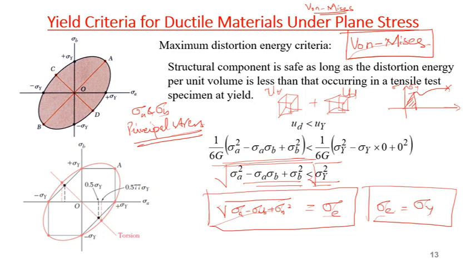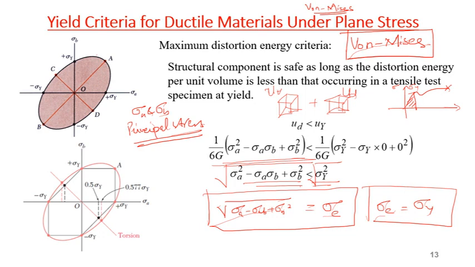Now, why is it famous or most popular? Because it can be defined mathematically very easily. The popularity is due to ease of use, because if you look at this relationship, it is the equation of an ellipse. Now, if we compare it for the ductile material with the maximum shear stress criteria, and I draw it graphically, this criteria is an ellipse.